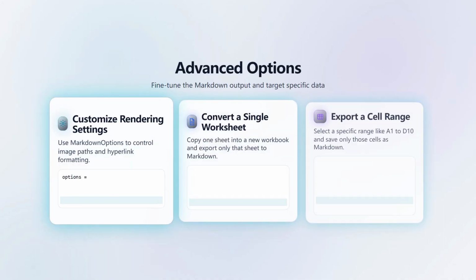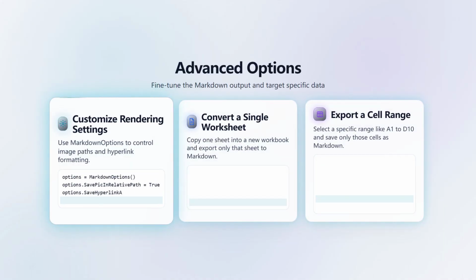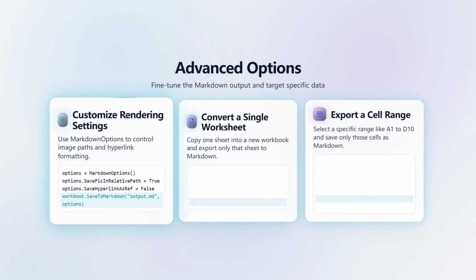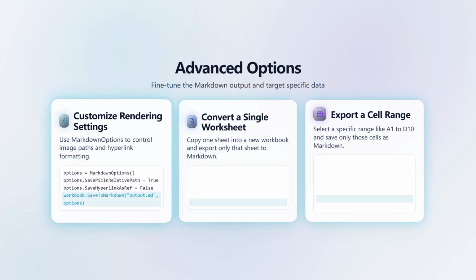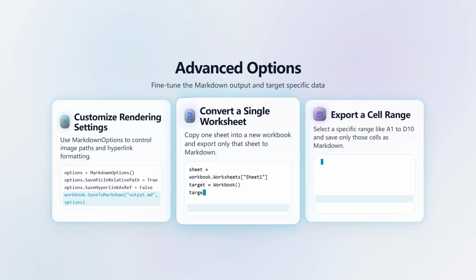Beyond the basic conversion, you can control rendering with Markdown options, export a single worksheet, or copy a specific cell range into a new workbook and convert just that range.